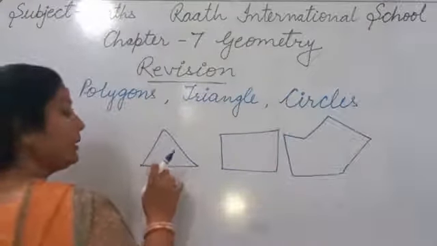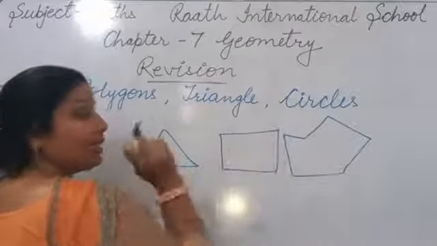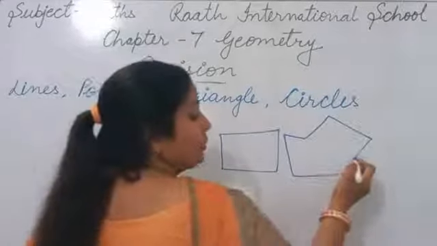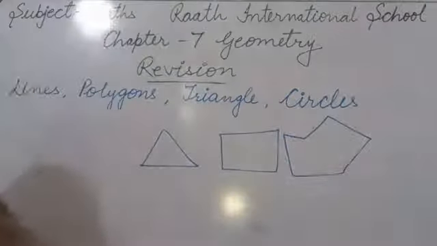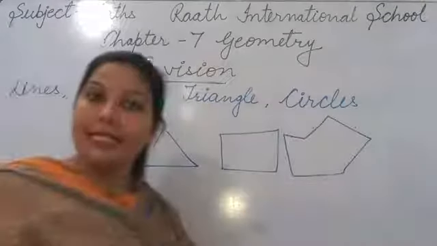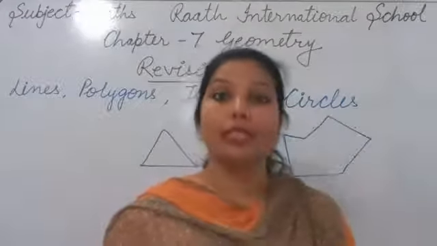This is made up of 1, 2, 3 line segments. This is made up of 1, 2, 3, 4 line segments. This is 1, 2, 3, 4, 5, 6 line segments. So a figure made up of line segments, a closed figure, that does not cross itself, is a polygon.